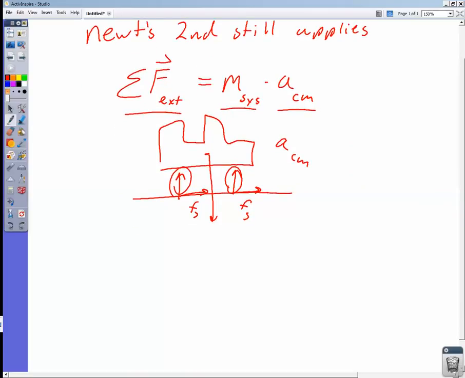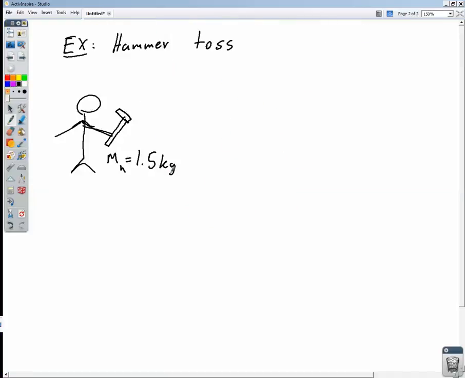All right, so let's apply this specifically to a couple of different situations. First, we're going to look at throwing a hammer up in the air. All right, so here's our example. We've got a guy holding a hammer. I know I'm an amazing artist, and here he is. Mass of the hammer is 1.5 kilograms, and this guy wants to throw the hammer up in the air, maybe toss it to his friend who's standing over here.